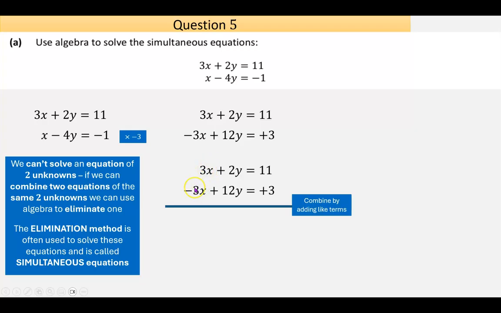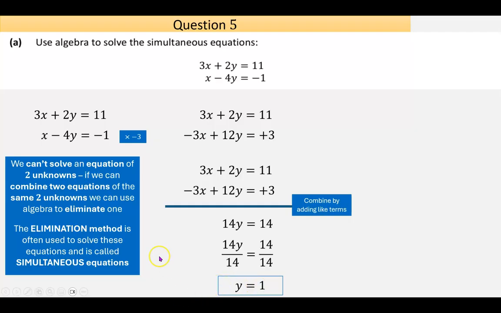Now when I combine those terms, the 3x minus 3x cancels. There's no x's left. And I have the 12y plus the 2y is 14y, and the 11 plus the 3 is 14. Now you probably could guess this. 14 times some number gives 14. The number has to be 1. But if you want to use algebra, I divide the 14 by 14, and I'm allowed to do that as long as I do the same thing to everything on the far side. 14 divided by 14 is 1. So now I know my y value.